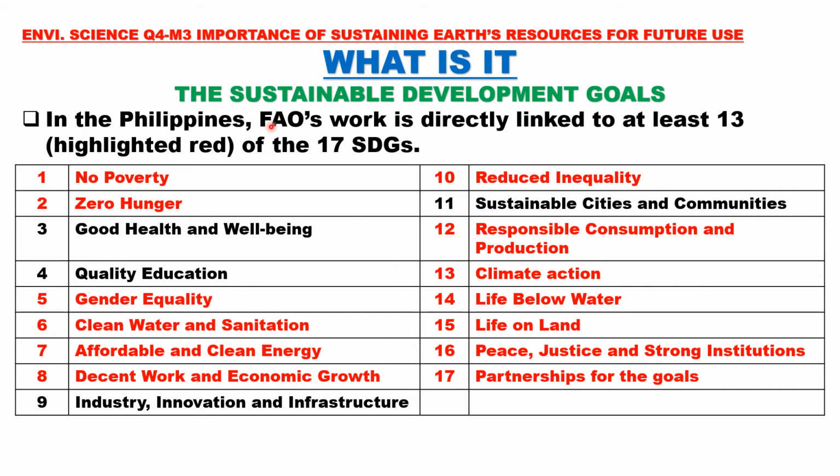In the Philippines, food and agriculture organizations' work is directly linked to at least 13 of the 17 Sustainable Development Goals. They are no poverty, zero hunger, gender equality, clean water and sanitation, affordable and clean energy, decent work and economic growth, reduced inequality, responsible consumption and production, climate action, life below water, life on land, peace, justice, and strong institutions, and partnerships for the goals.